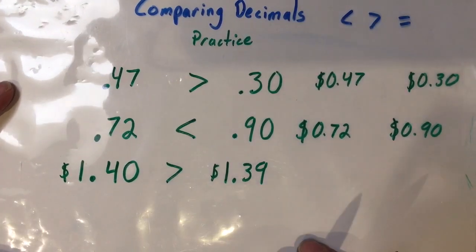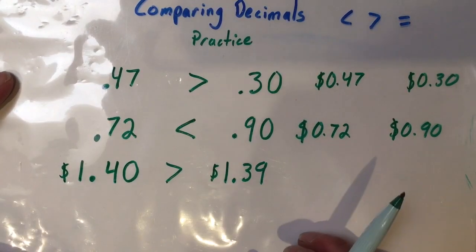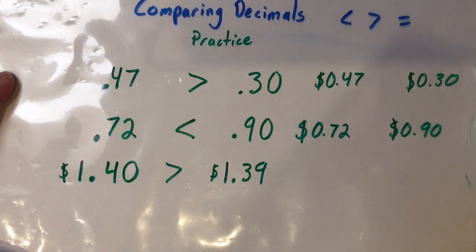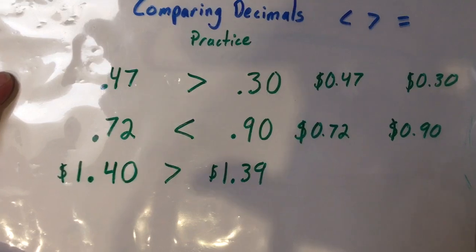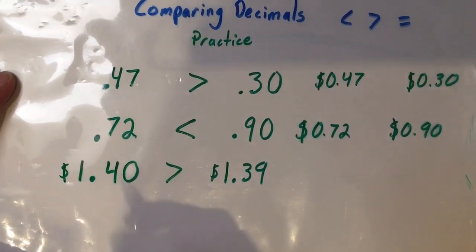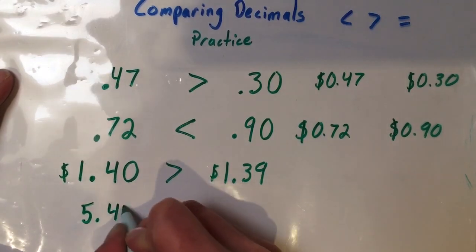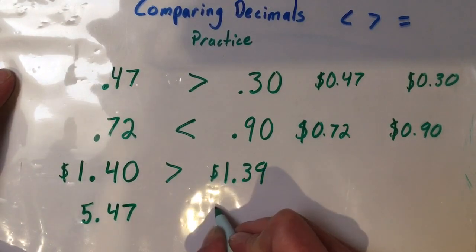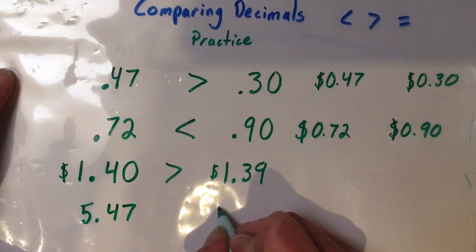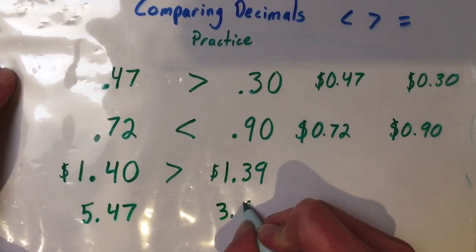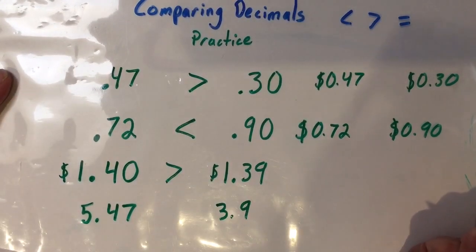Let me see. I just thought up one more that I want to see if I can trick you with. Let me see if I trick you or if you've got it, okay? Let's do this. Let's do 5 and 47 hundredths, or 3 and 9 tenths. Okay, did I trick you?